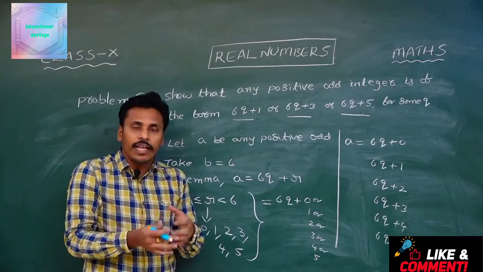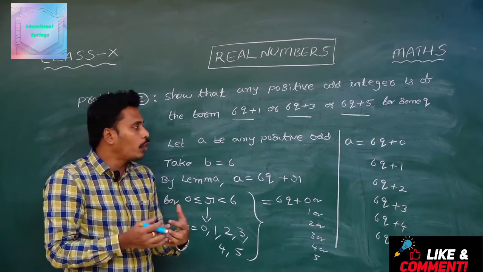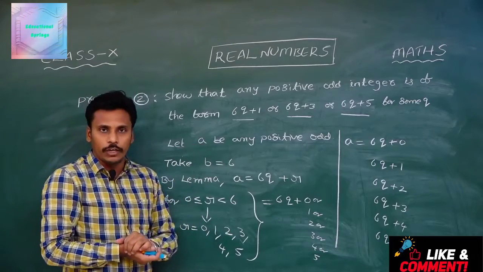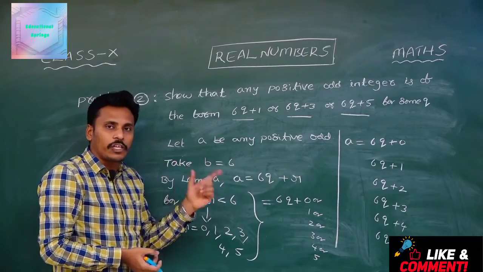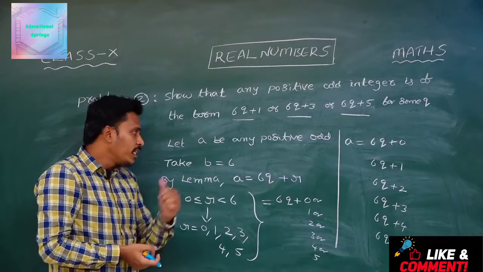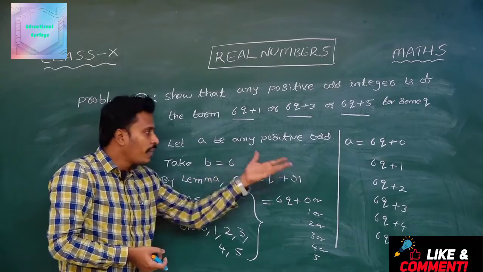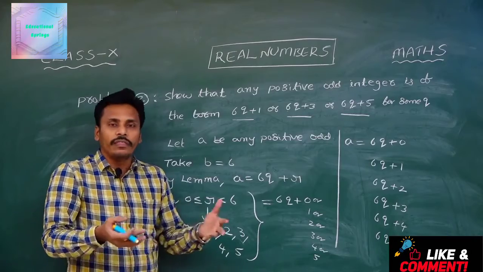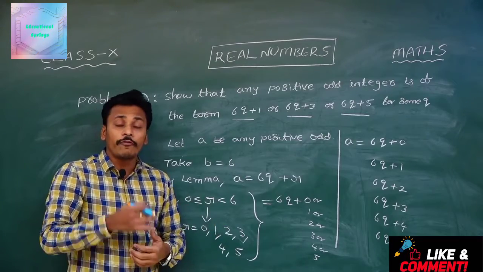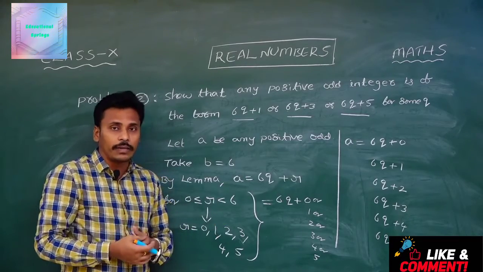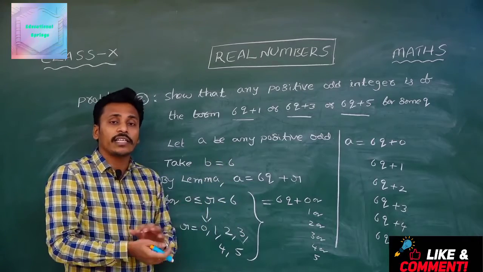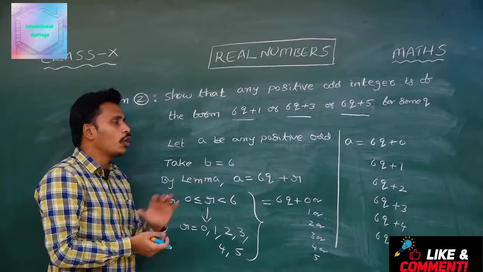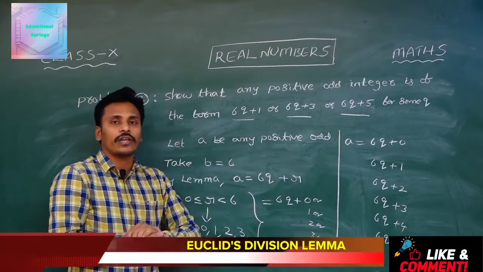So in every problem we are going to write certain forms of the positive integer with respect to the b value. In the previous problem our b was 2, so there were 2 forms. Here in this problem our b is 6, so there are 6 forms. In some other problem, if b is 3, I may have 3 forms. If b is a bigger number, then a automatically has many forms according to the value of b.